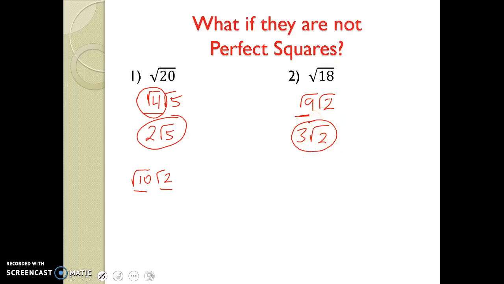So when we simplify radicals that aren't perfect squares, what we're doing is pulling as many factors that are perfect squares outside of the radical sign.